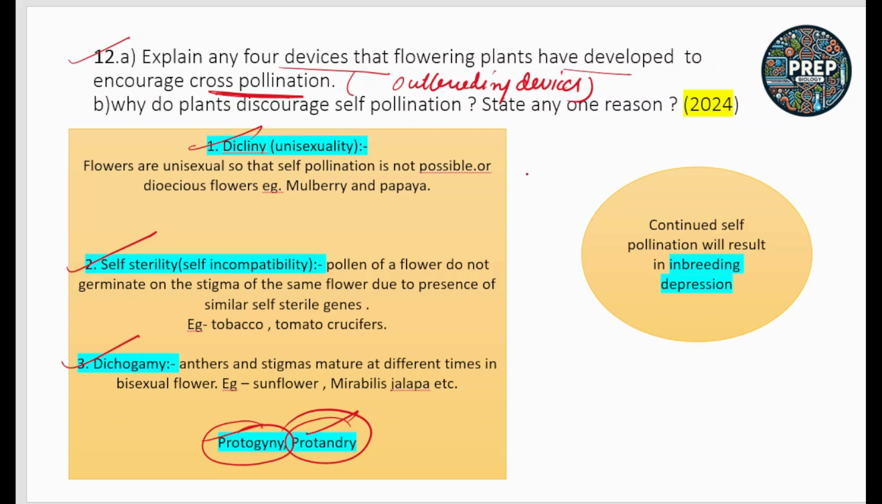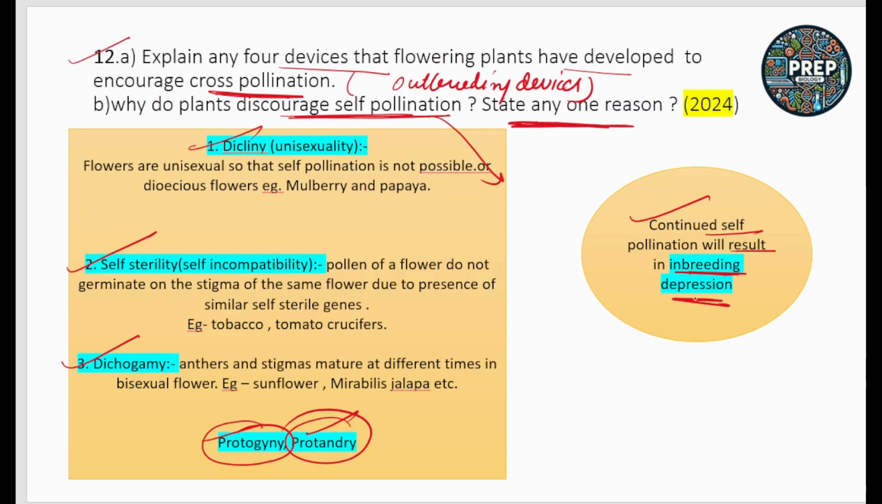The next question is: why do plants discourage self-pollination? State any one reason. Because we know that in self-pollination, flowers with the same genes, where the genetic makeup is the same, undergo that type of pollination. So why will it be discouraged? Because continued self-pollination will result in inbreeding depression.